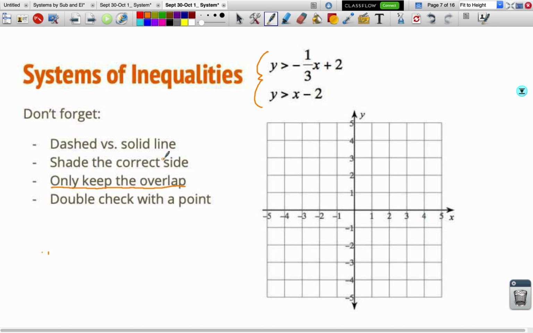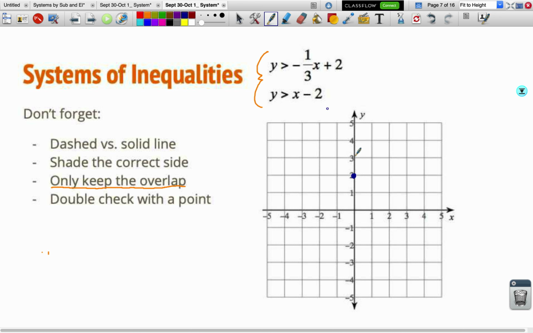We set up 2 linear inequalities and we only kept the overlap. All right, let's do that with this one here. So we've got y is greater than negative 1/3 x plus 2. Let's review how to graph just that top equation. We put a point at its y-intercept of 2.